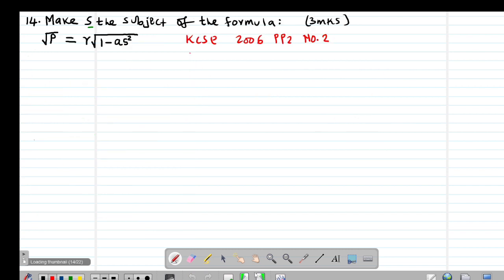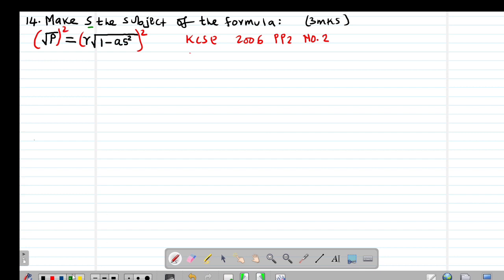So either of the answers is acceptable. Then we move to our example number 14, which is also a past KCSE question tested in 2016, paper 2 question number 2, which reads: make S the subject of the formula, the root of P is equal to R, the root of 1 minus AS squared. So the first thing I'm going to do is to square both sides so that I can do away with the root.